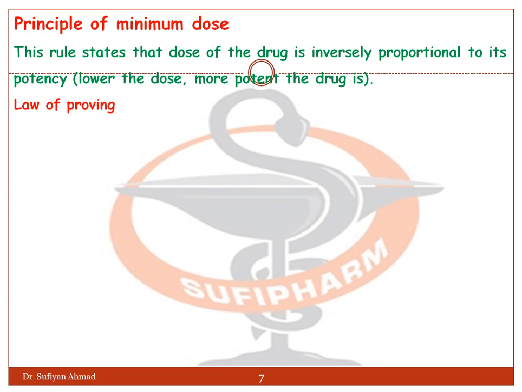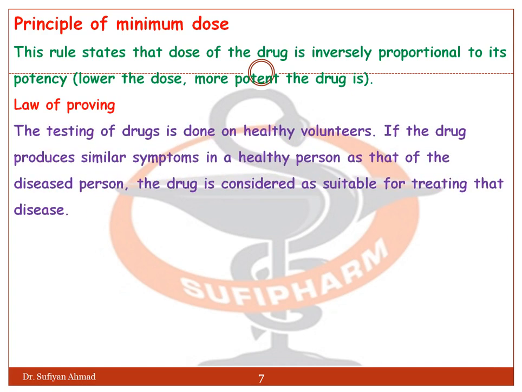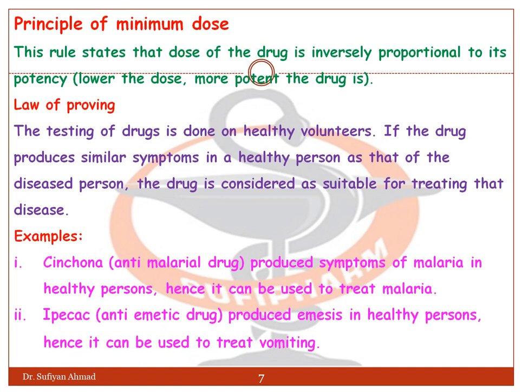The law of proving: the testing of a drug is done on healthy volunteers. If the drug produces similar symptoms in the healthy person as those of the diseased person, the drug is considered suitable for treating that disease. Example: Cinchona, the anti-malarial drug, produces the symptoms of malaria in a healthy person, hence it can be used to treat malaria. The next example is Ipecac, an anti-emetic drug, which produces emesis in a healthy person, hence it can be used to treat vomiting.